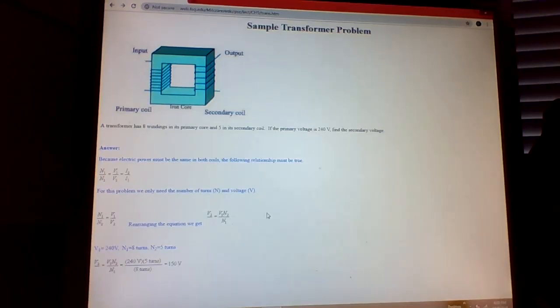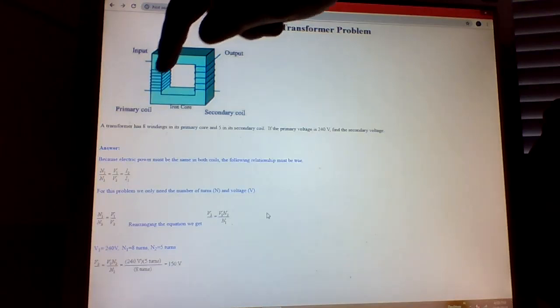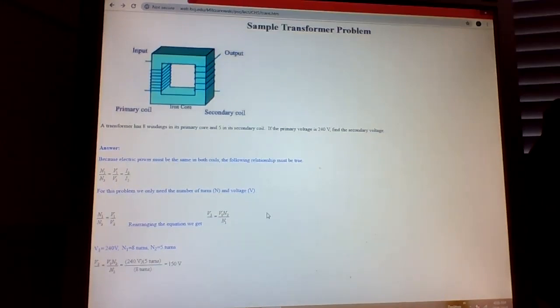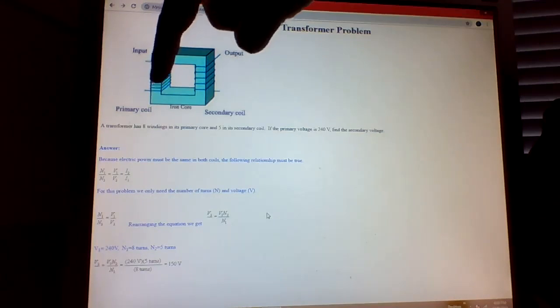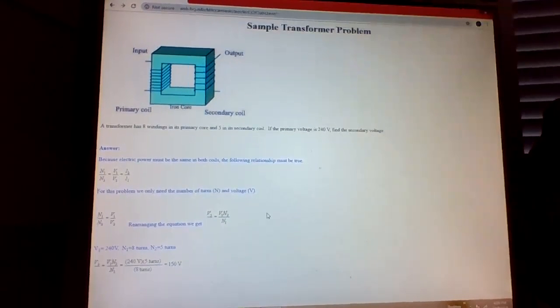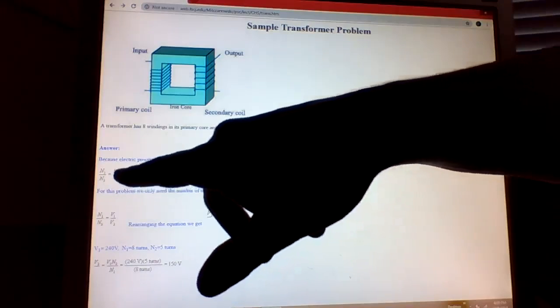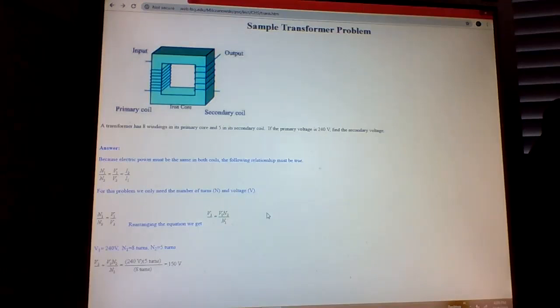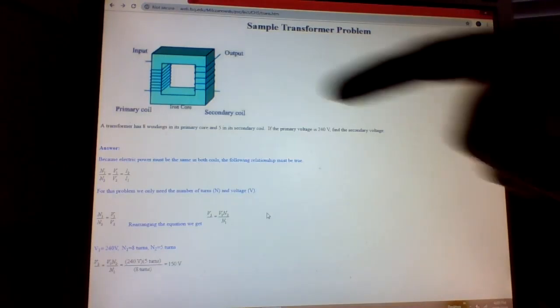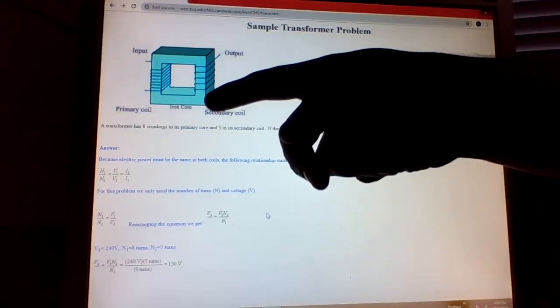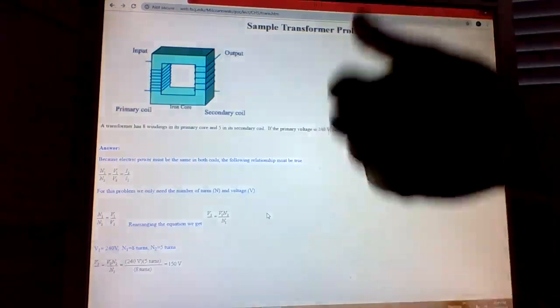And so here's a very common one where you have an input with a primary coil and an output with a secondary coil. They're connected by the iron core. Since the iron core has a great permeability, pretty much all the magnetic flux is kept within this iron core. And what you'll notice is the number of turns of 1 divided by the number of turns of 2 is equal to the ratio of voltages.